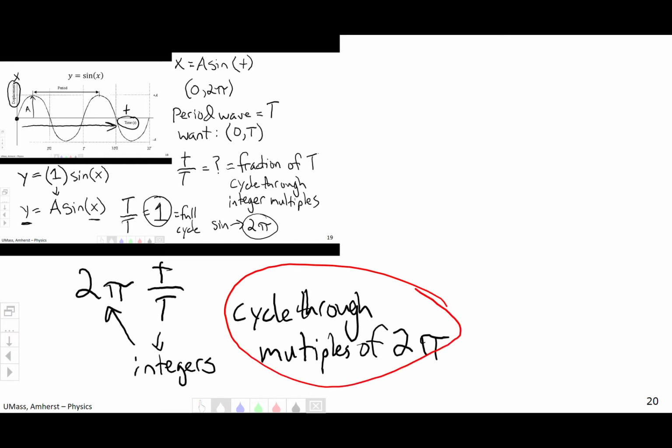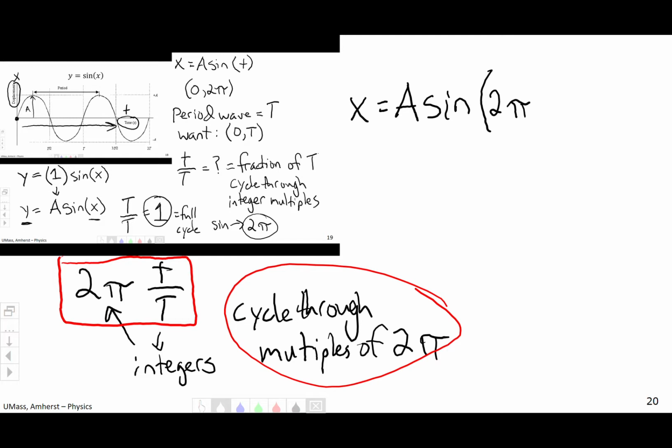That's what we want. The sine function to cycle through multiples of 2 pi, and it will graph this appropriately. So what we end up with is the displacement is the amplitude multiplied by sine of 2 pi times time over period. If we put this into a graphing calculator and compare the graph it generates to any experimental data that we would take of a real oscillation, those two graphs would look the same. This is called curve fitting.